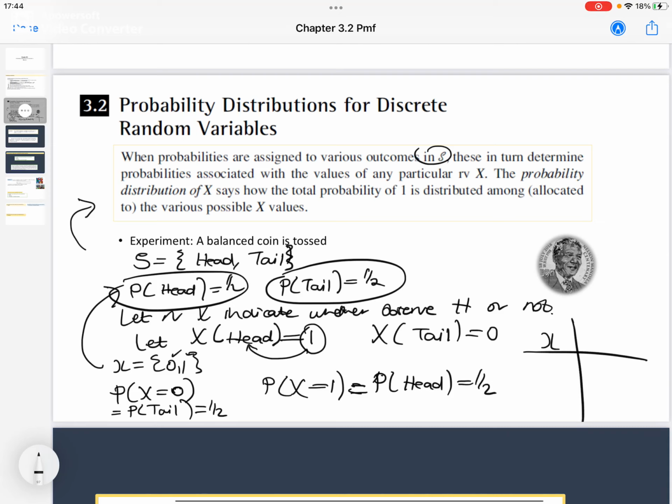If you draw a table where the possible values of x are 0 and 1, and the probability that x is equal to 0 or 1, we see that the probabilities are equally distributed and they add up to a total probability of 1. So we have just described a probability distribution of a random variable x.